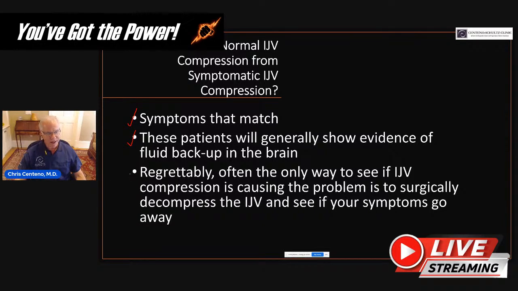And regrettably, the only way we're ever going to be able to figure this out is to do the surgery and see if the patient gets better. Obviously, that may be what you need to do, but you want to put that at the end of the treatment because that's the most invasive thing possible.